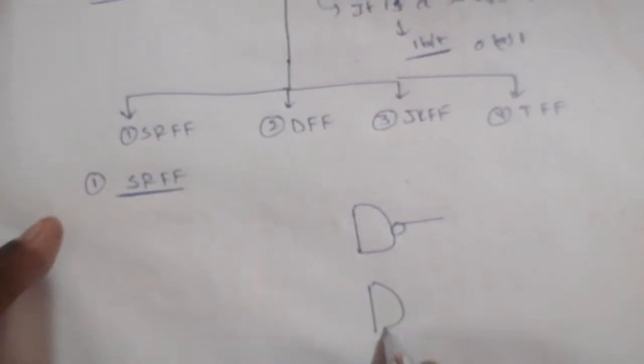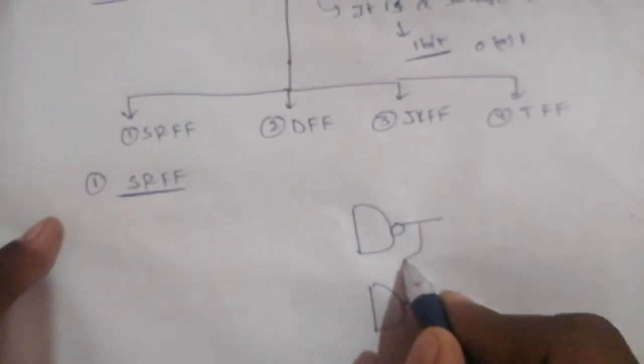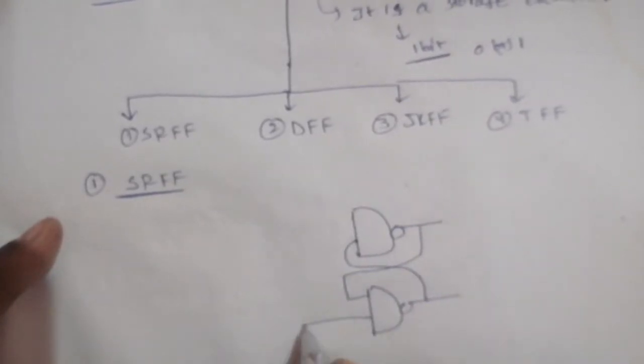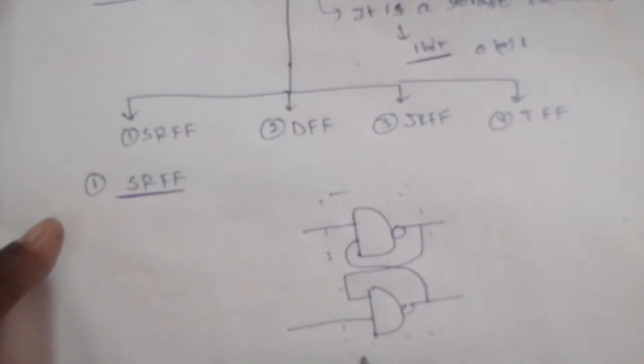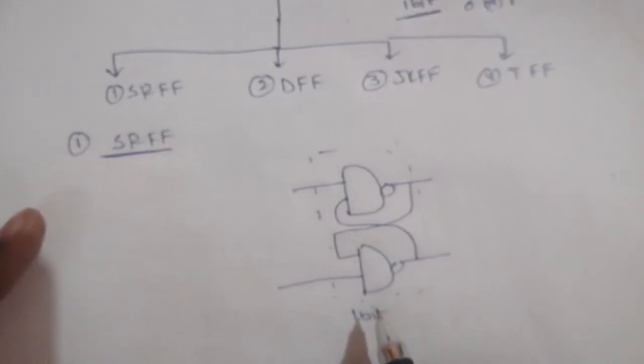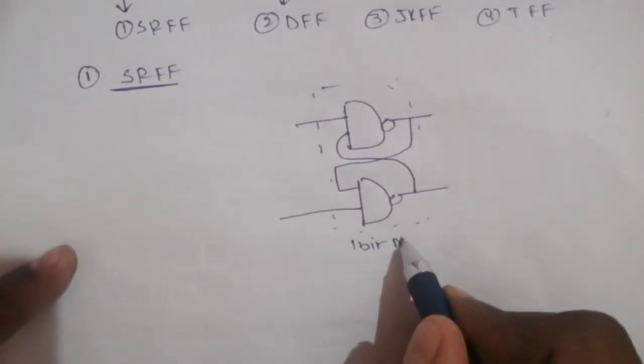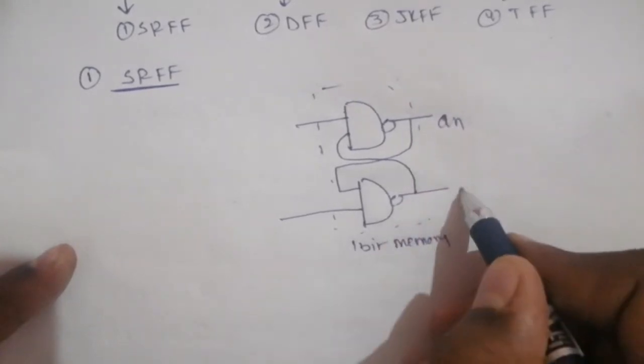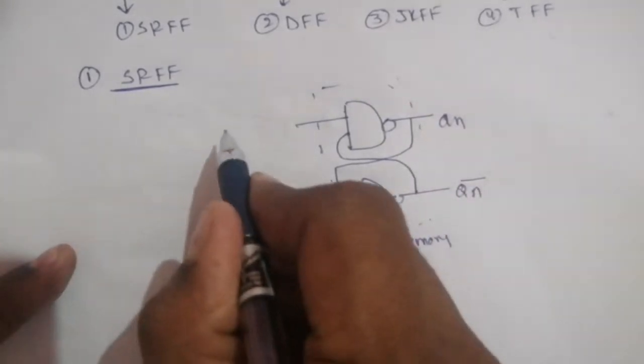These are two NAND gates, and using them, the output is fed back to the input. This is nothing but a storage element, a 1 bit memory element using NAND gates. The output here is Qn, and here it is Qn bar.